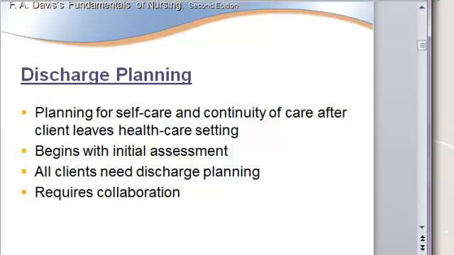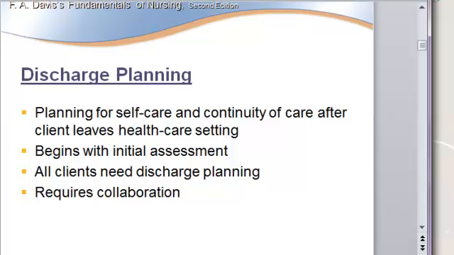Discharge planning, as all of you should know, and if you don't, it's important that you do know. This is basically planning for self-care, and it's the process for that plan and continuity of care after the patient leaves that healthcare setting. So that begins the day that the patient is admitted. It begins with that very first initial assessment.